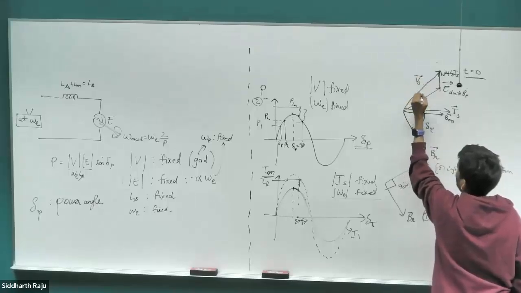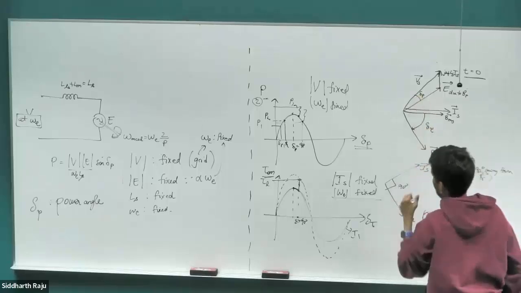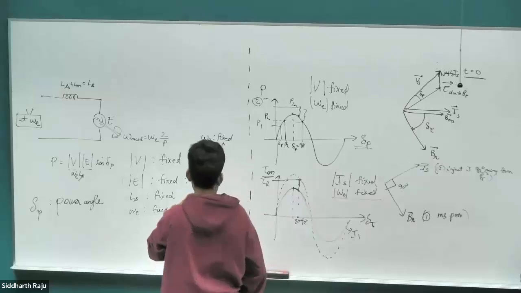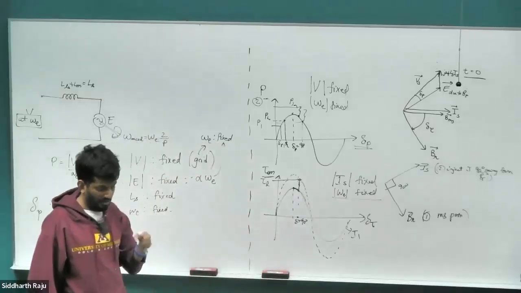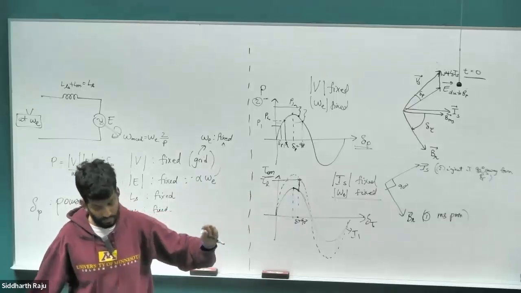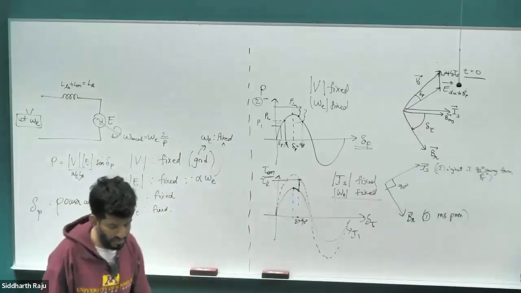And this angle is your power angle delta P. And this is related to how your generators will operate. Sometimes it's called the load angle as well. Even the torque angle is sometimes referred to as load angle. That's again a very big point of confusion.